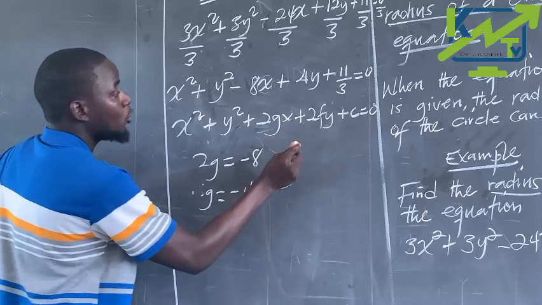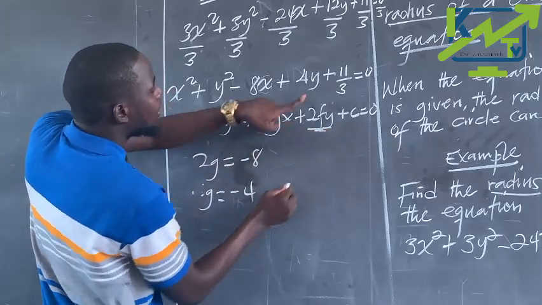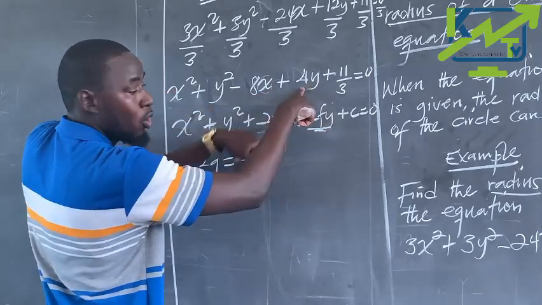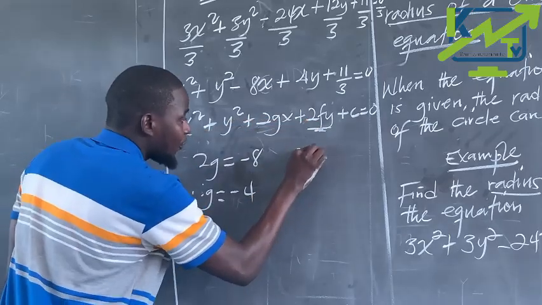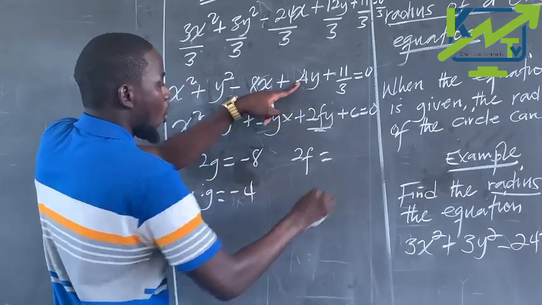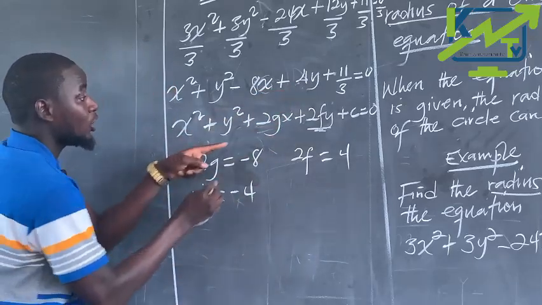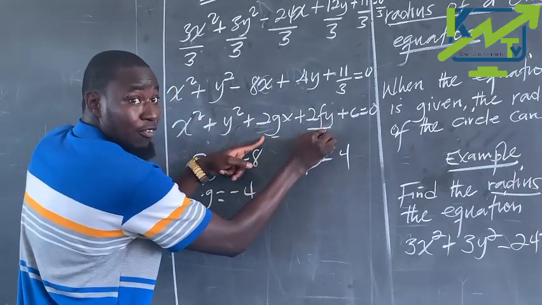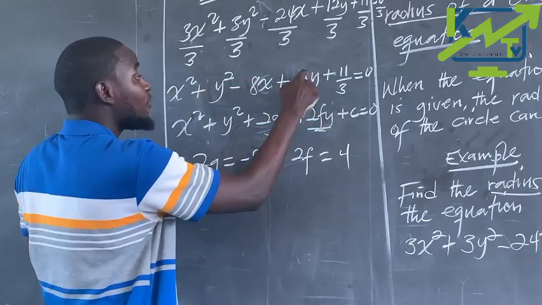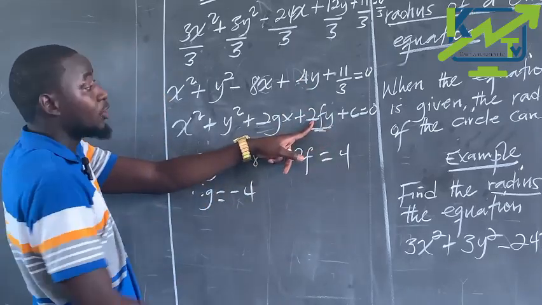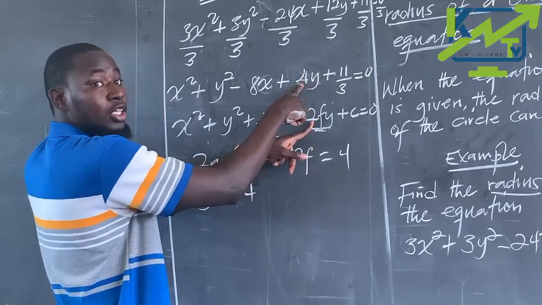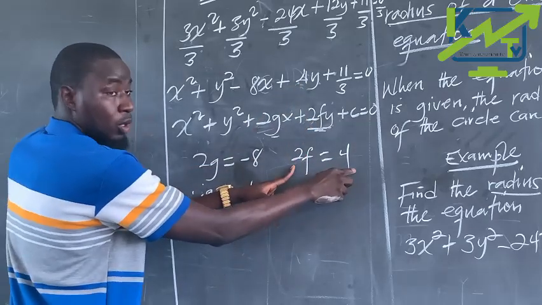Now you come to the other side and compare with the coefficient of y, which is 4. So here it is 2f, which is going to be equal to 4. Our target here is to find g and f, so we need to compare the coefficients of these two. The coefficient of this y is 2f, and the coefficient of the other y is 4, so 2f is equal to 4.